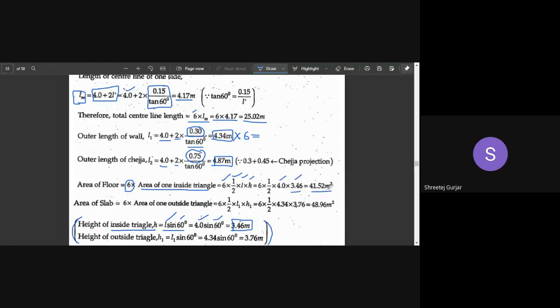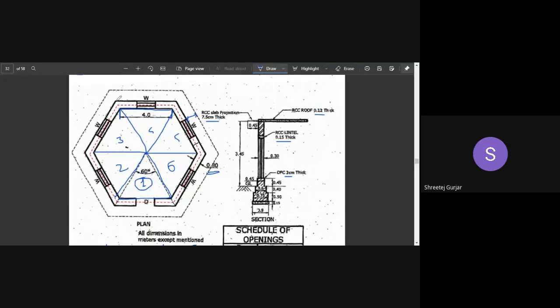You get your length into breadth, into floor area. Next, area of slab. Okay, area of slab will be where, from where to where? It will be up to here, right? That is out to out. Area of a slab will be out to out.